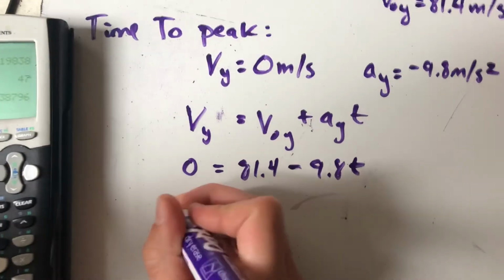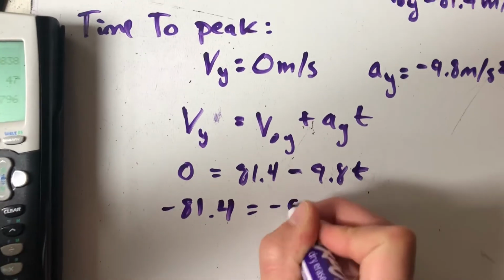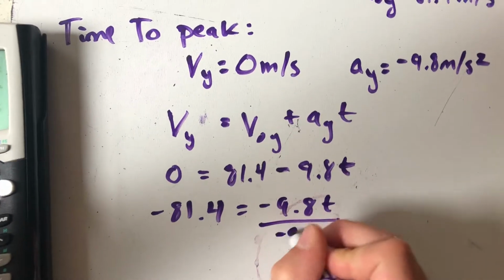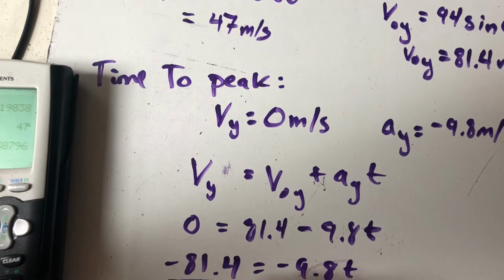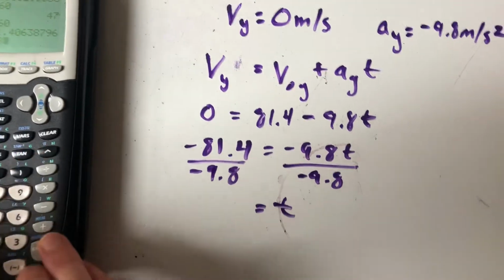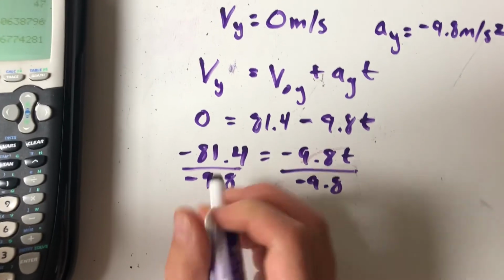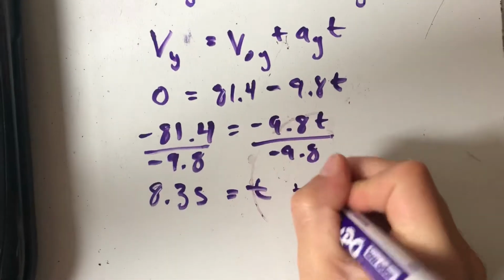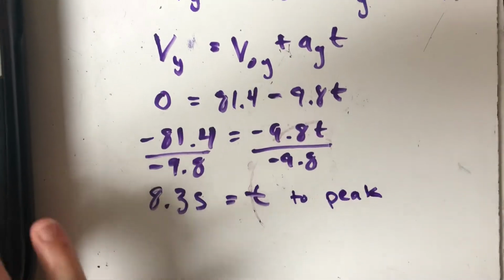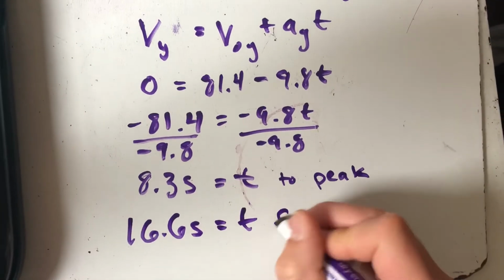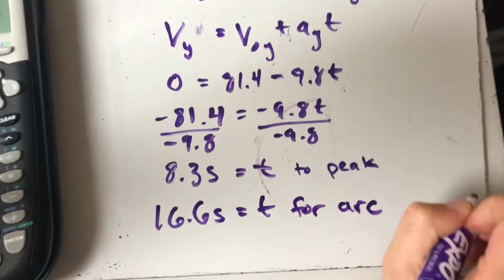Subtract 81.4 from both sides. And how's that 9.8 attached to the t? Well, it's by multiplication, so I'm going to divide by negative 9.8. And I get that my time is around 8.3 seconds. That's the time to the peak. Of course, if I double it, I get 16.6 seconds, that's the time for the arc, the time for the entire flight of the projectile.